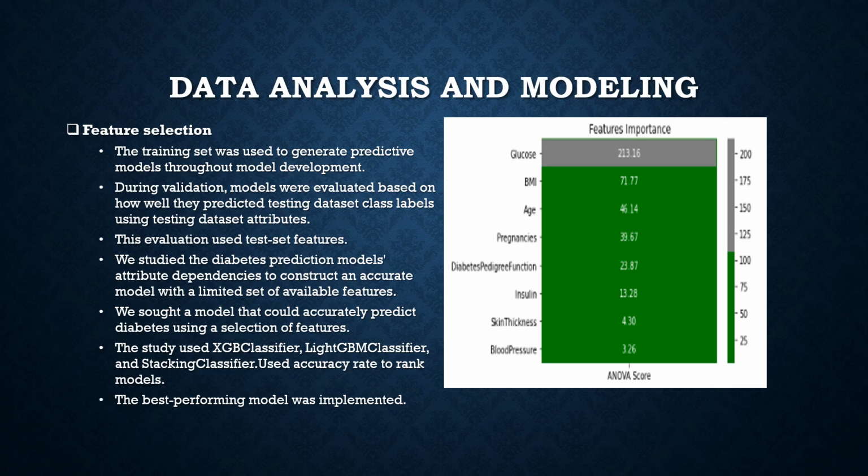Feature selection. During validation, models were evaluated based on how well they predicted the testing dataset's class labels using the testing dataset attributes. Evaluation is used to test set features. The best performing model was implemented.